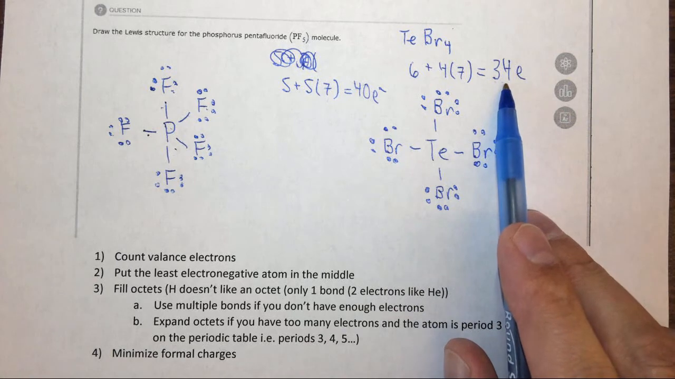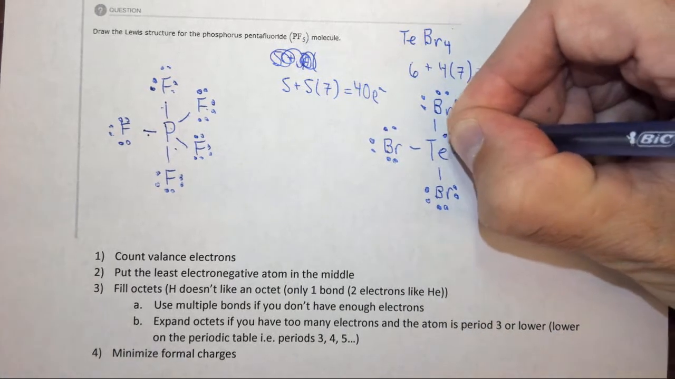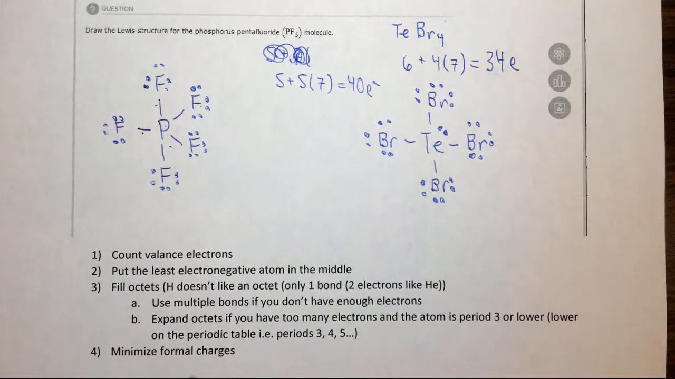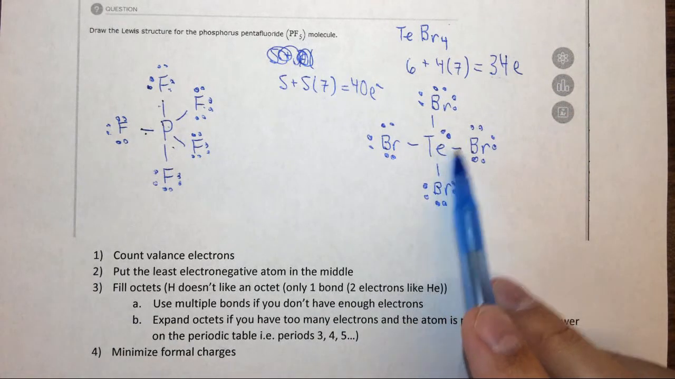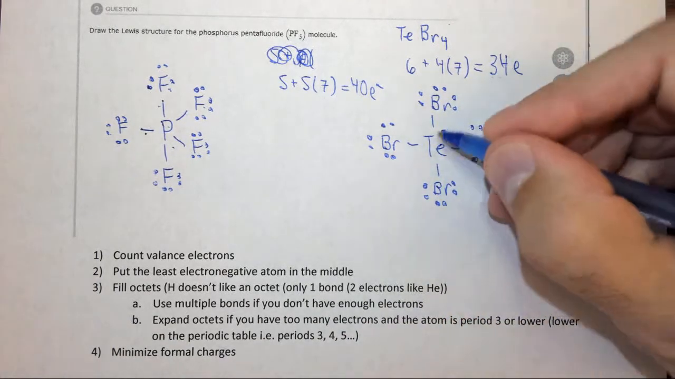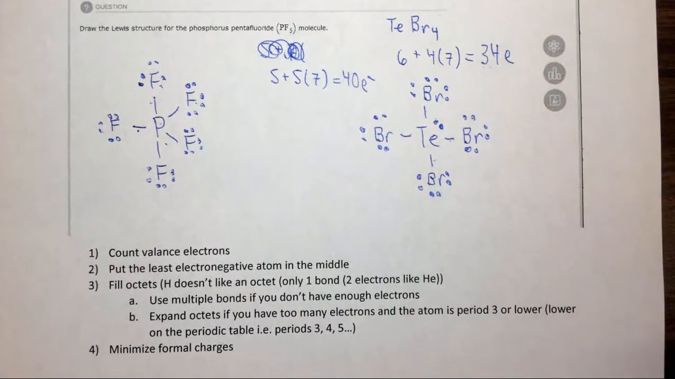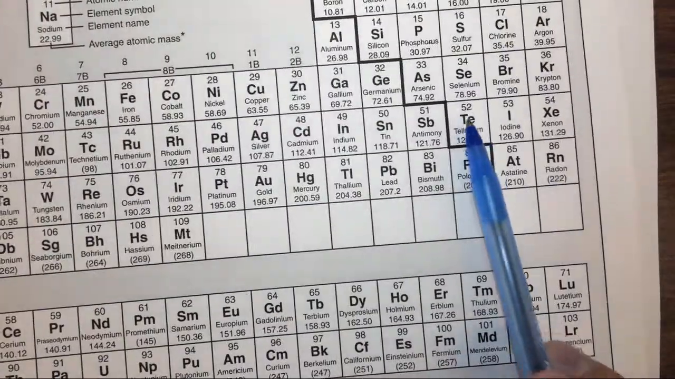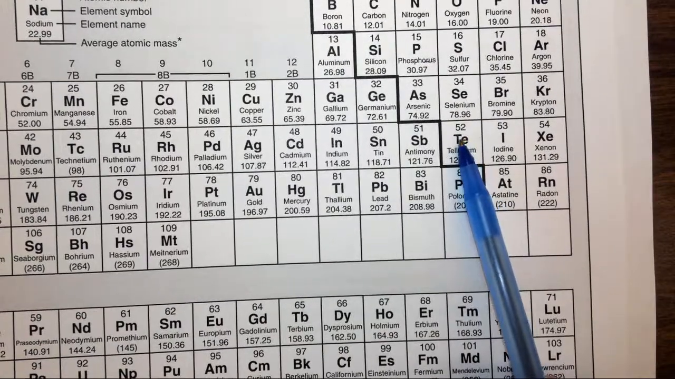But I have 2 electrons left over. So why not put them on tellurium? The reason we put them on tellurium is it minimizes our formal charges. Now the formal charge of tellurium is 0. It wants to have 6 and has 1, 2, 3, 4, 5, 6. No formal charge. This is the best Lewis structure of TeBr4. We always just want to triple check that it can expand its octet, and tellurium is very far down on the periodic table, so it certainly can.